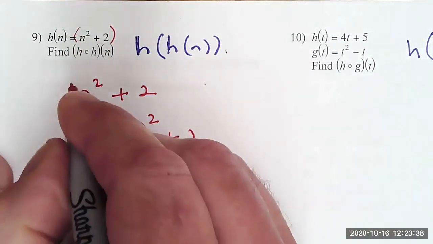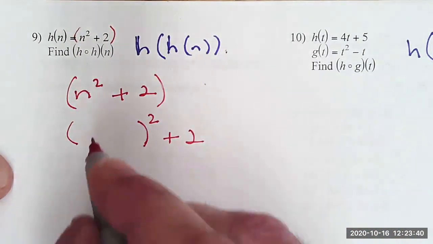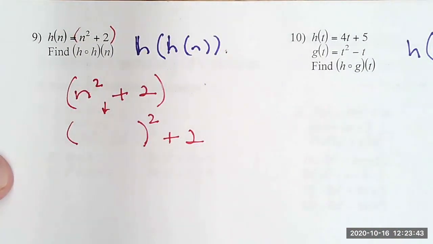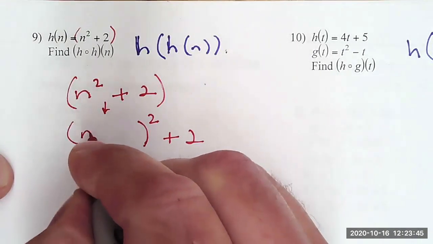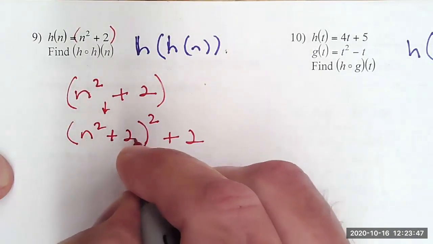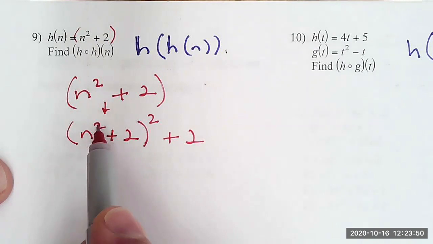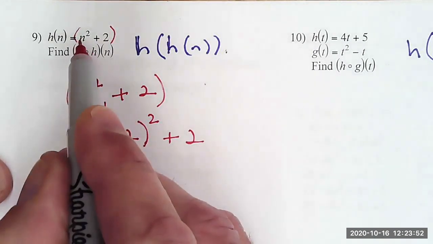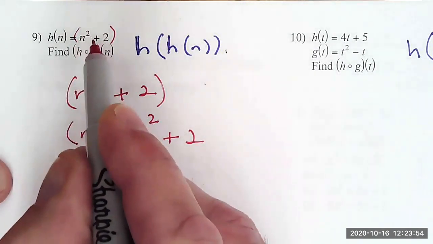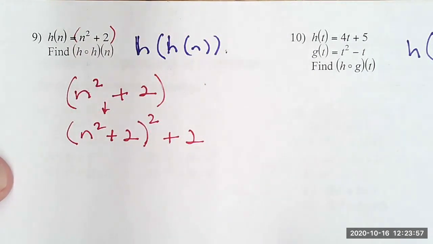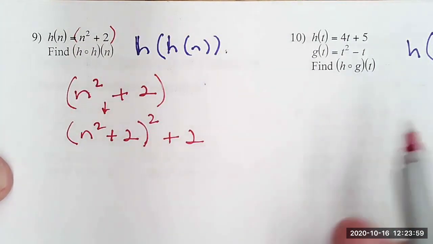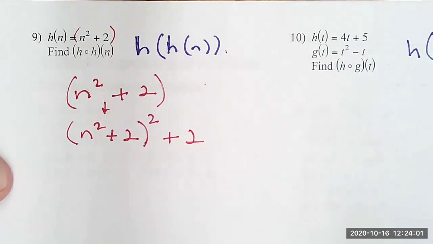So I take this quantity, which is h of n, and put it into the same function. And I have n squared plus 2, input for n, squared plus 2. I basically finish off the equation with just the inputs, no different than inputting a value and evaluating it. So now I have this piece that has to be simplified.